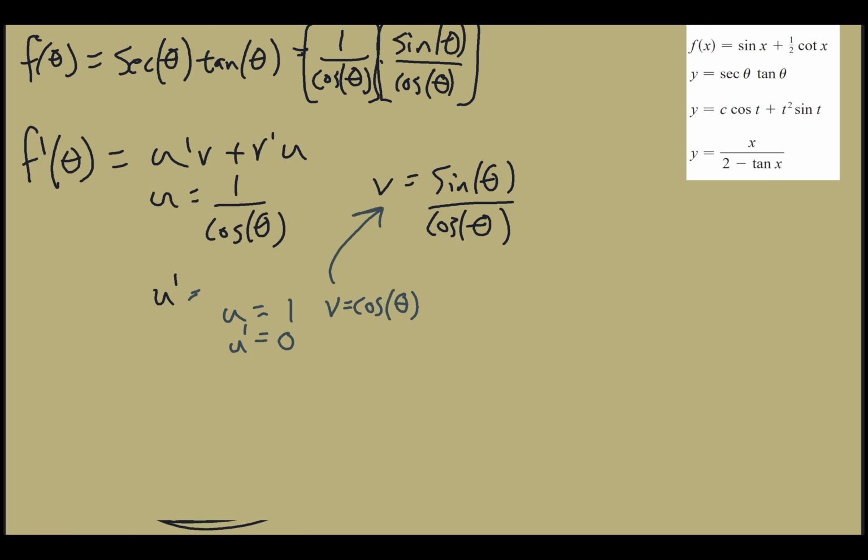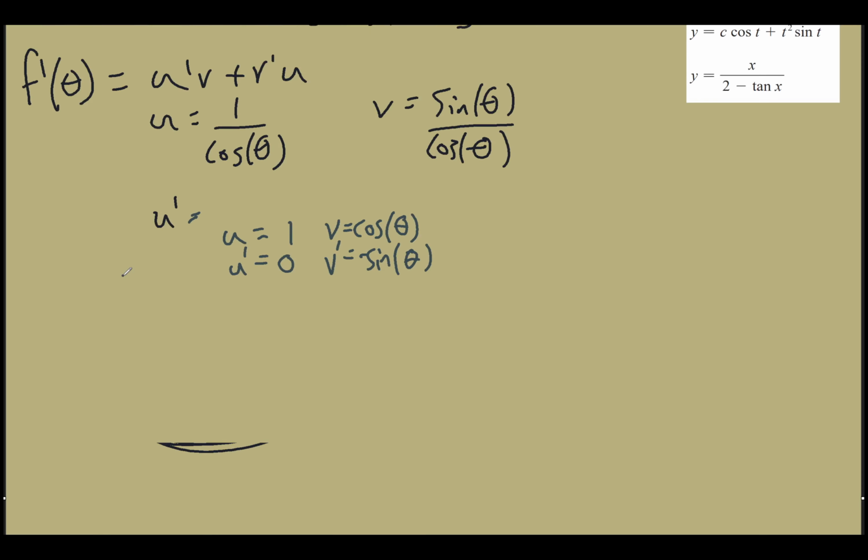These aren't the same, right? One of them is in the larger function. We're using this subfunction here to make our u's and v's for our quotient rule. Do not get that mixed up. My v prime is negative sine of theta.